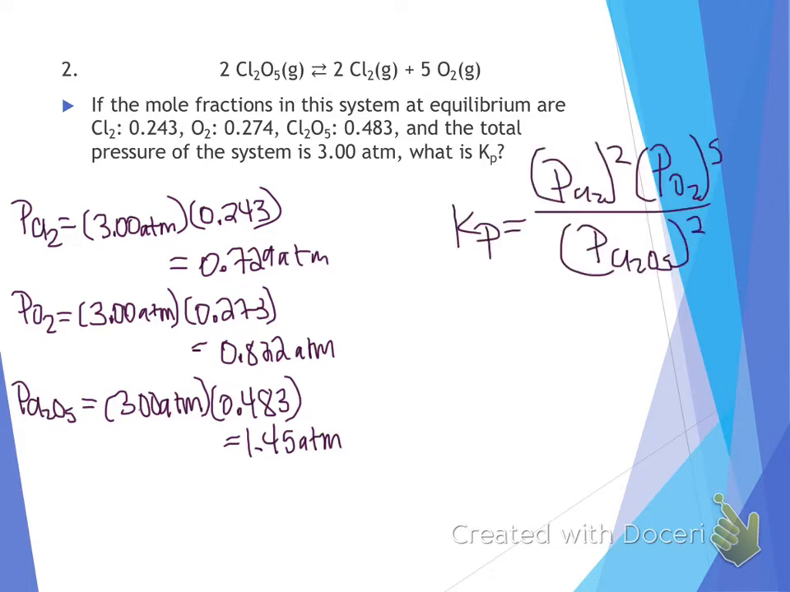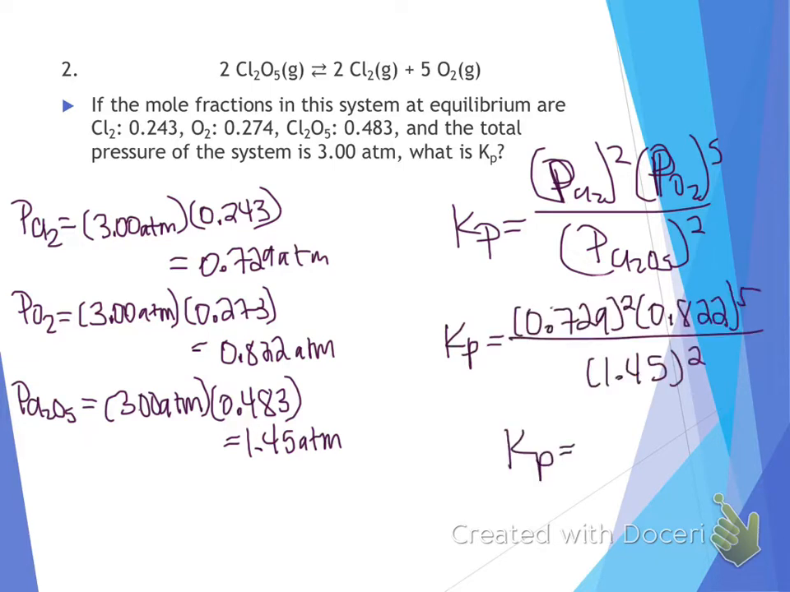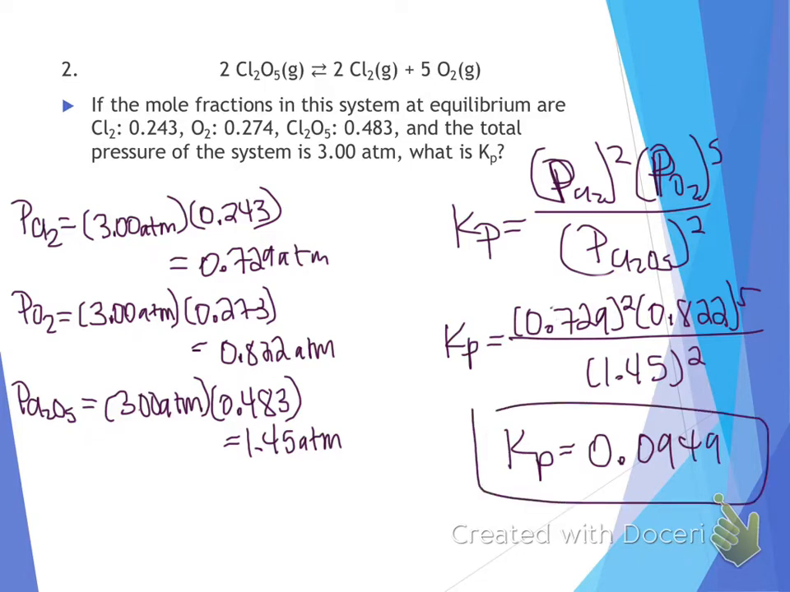In that Kp expression, we want to make sure we have partial pressures, big P, raised to the power of their coefficient of our reactants over our products. Now we already found those partial pressures from our mole fractions. Go plug them in. Once we have those plugged in, type this into the calculator, and we find a Kp of 0.0949. So again, less than 1, we're favoring the reactants, but much more so this time since it is not near as close to 1.